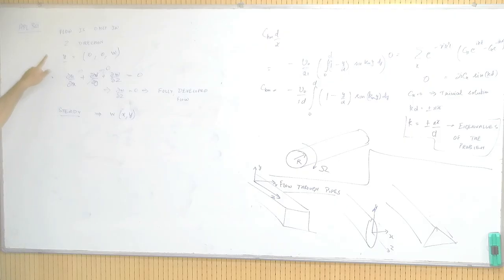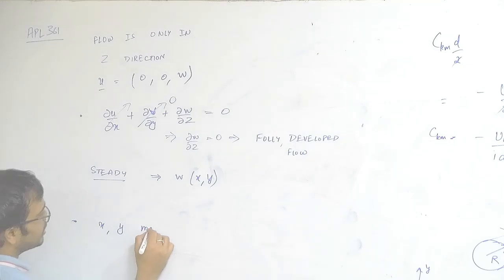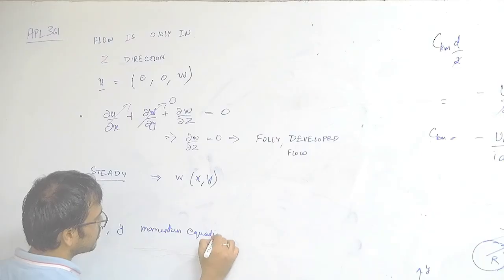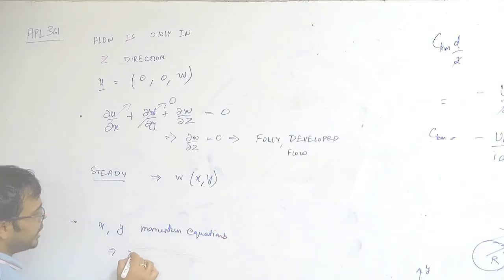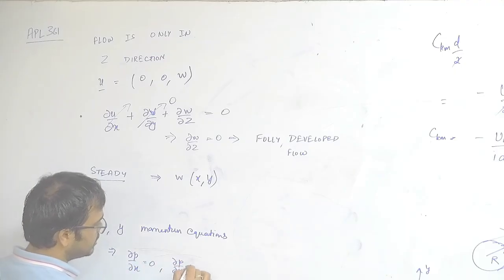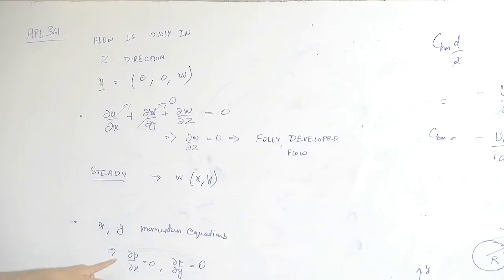Since the flow is only in the z direction, from the x and y momentum equations you will get del p over del x is 0 and del p over del y is 0. In the exam you cannot just write this down. You have to write the governing equation and show that all the velocity components are 0, so this is what you get. You cannot just copy this down.